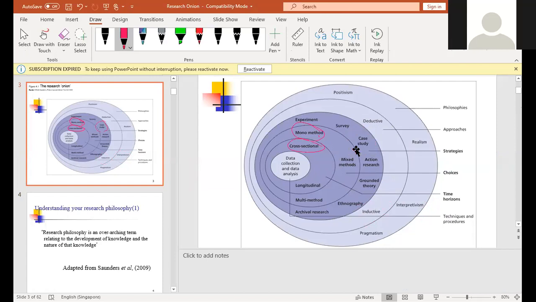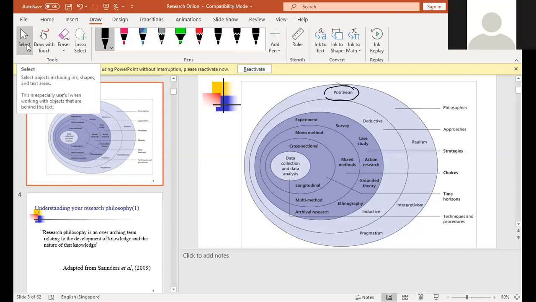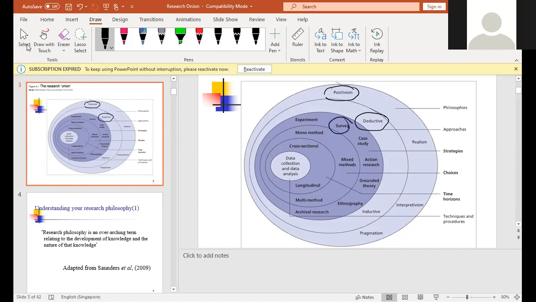Which philosophy? Positivism. Very good. So you have a positivism philosophy. And you have what kind of approach? Deductive approach. Very good. And then you have a survey. Very good. Then mono method quantitative cross-sectional. Right?